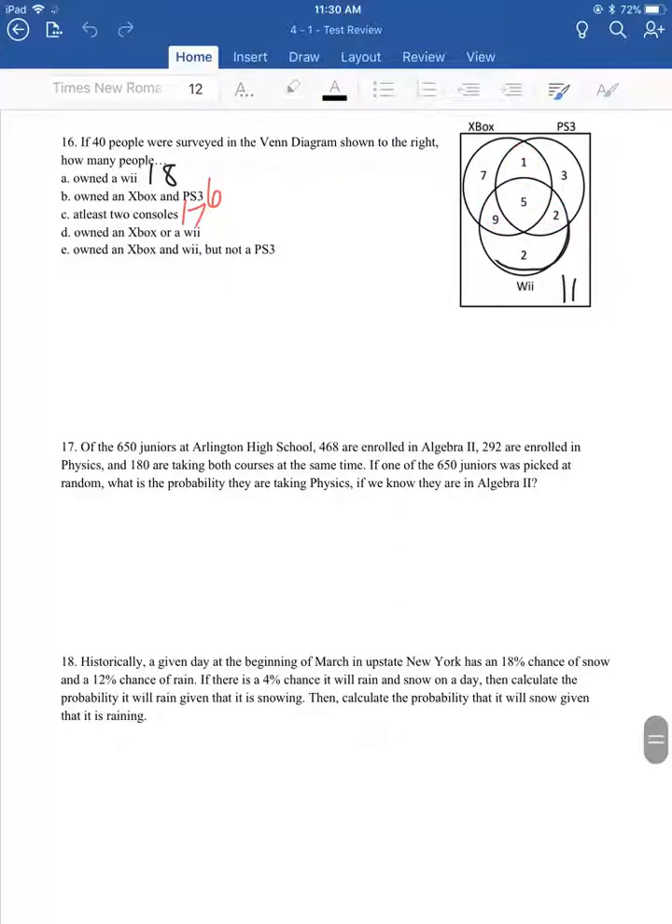Letter D, owned an Xbox or a Wii. So everybody that owns an Xbox is in here. Everybody that owns a Wii is in here. You add all of those numbers together, and you have 26.